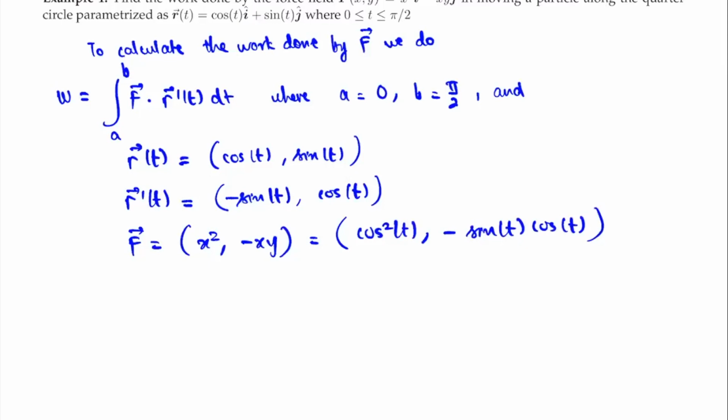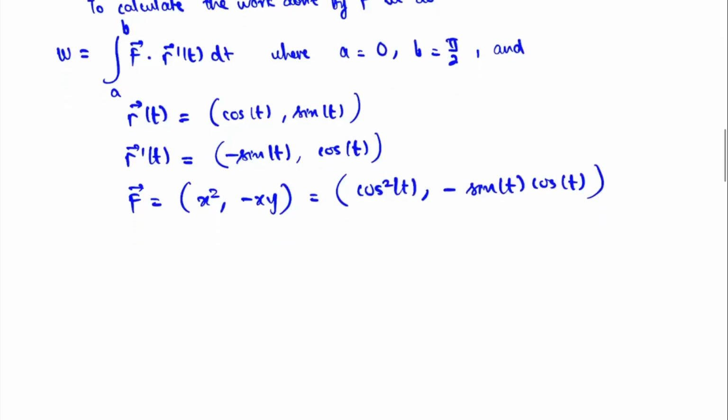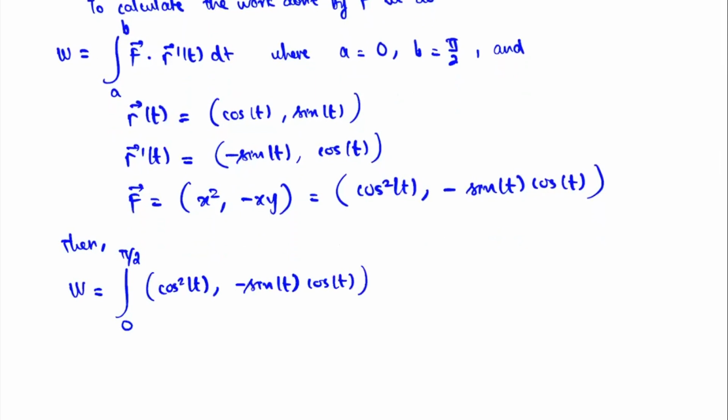Now you know everything is substituted into the formula to calculate the work done. Then the work done is equal to the definite integral from 0 to pi over 2 of f, which is cosine squared of t comma negative sine of t cosine of t, dot with r prime, which is negative sine of t comma cosine of t, dt.